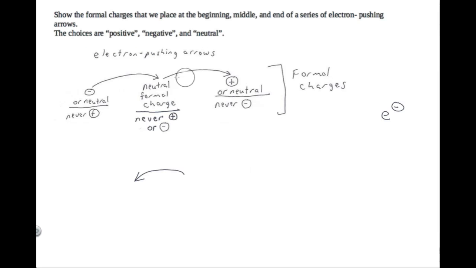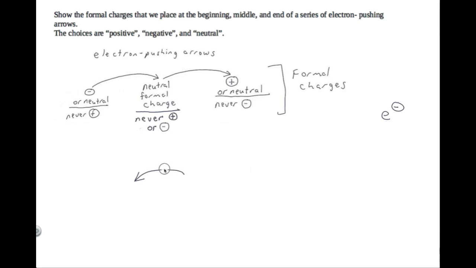Now notice that here we showed a series of 2 electron-pushing arrows. Many mechanisms involve a series of 2 electron-pushing arrows. However, in this video series on SN1, we will also see many mechanism steps that involve only 1 electron-pushing arrow. So let's try this exercise.